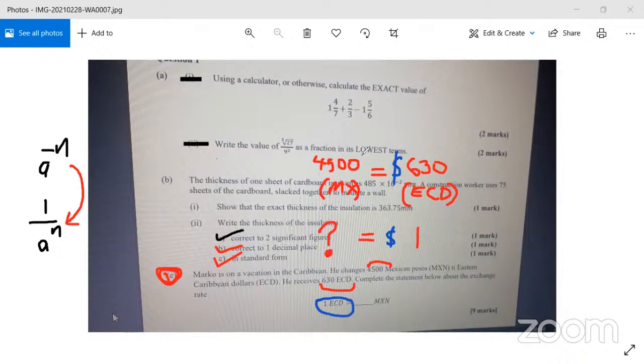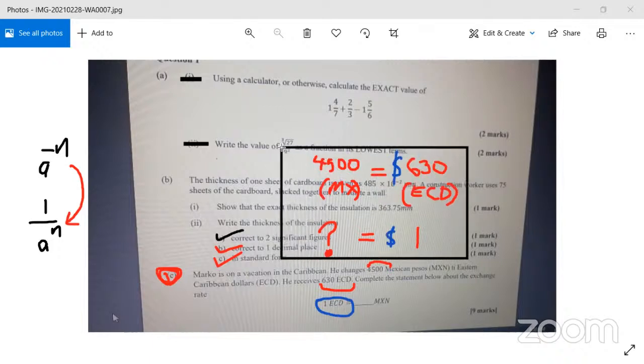You can actually see it just by looking at this. Let me draw that so we can see it. So I have a rectangle here. 630 of these is equal to 4,500 of these. So how much is one ECB worth? What is the value of one ECB?